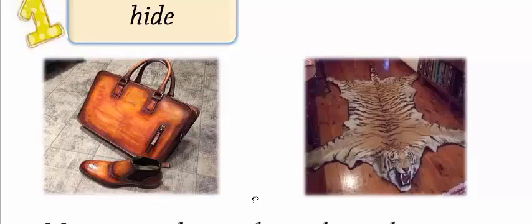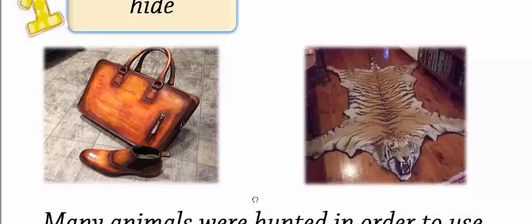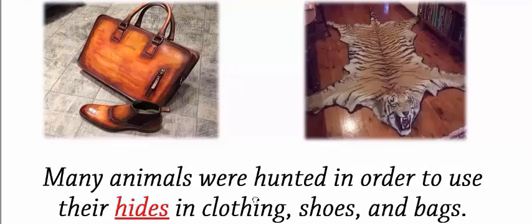Picture number 1, I can see a bag and shoes. In picture number 2, it's a carpet or a mat. What are these 2 items or 3 items made of? How do they manufacture them? They use the animal skin. So many animals were hunted in order to use their hides in clothing, shoes, and bags.